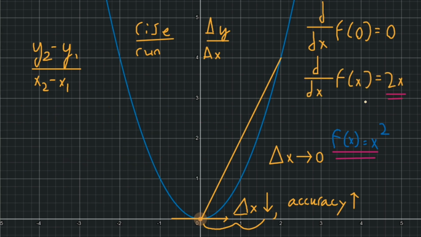Brilliant. Now, what's so incredibly helpful about finding the derivative of a function is that now we can use this derivative to find the derivative of all points on this function. So, for example, at x equals 0, we can go ahead and just throw this in. So we have 2 times 0, which is just 0. And we know this is accurate because we already found the derivative at x equals 0.